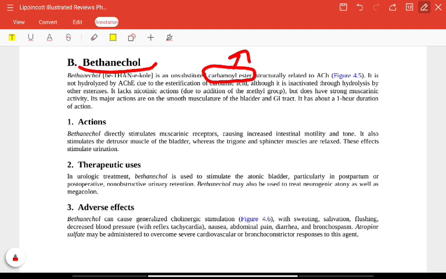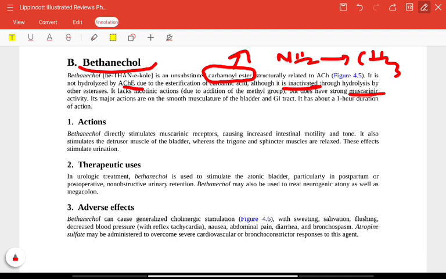And its structure, it was related to acetylcholine, but what was the difference? There was an extra branching and an amine group was added in the beginning. It is not hydrolyzed by the esterification, although it is inactivated through hydrolysis. Okay, it has strong muscarinic and weak nicotinic activity.